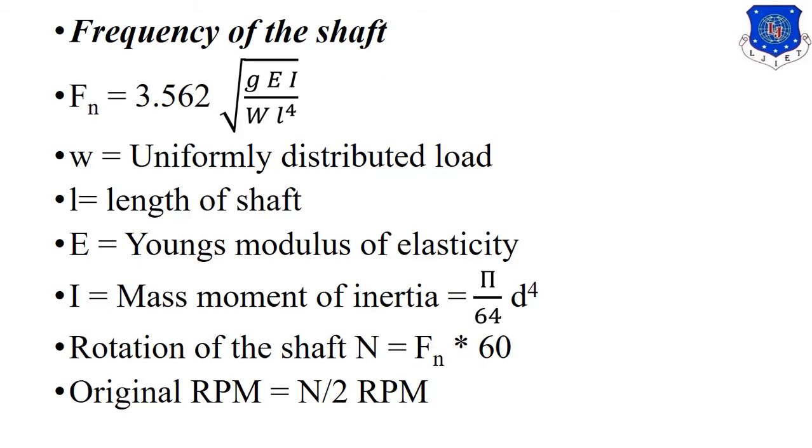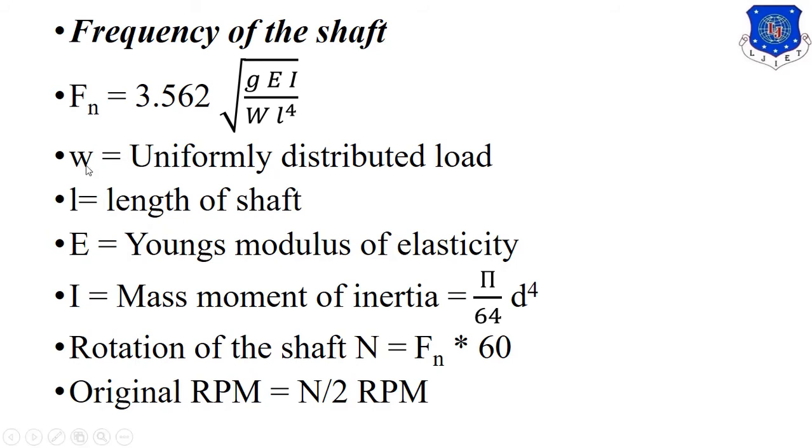For this practical, we have to consider the frequency of a shaft. Frequency values are different. Suppose there are fixed bearings, then we have to take the frequency equation like this: Fn is equal to 3.562 under root of GEI upon WL raised to 4. If we consider different bearing contacts with the shaft, the frequency equation will change. But for our course, we only consider this frequency equation for the fixed support.